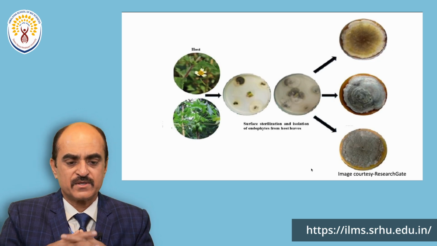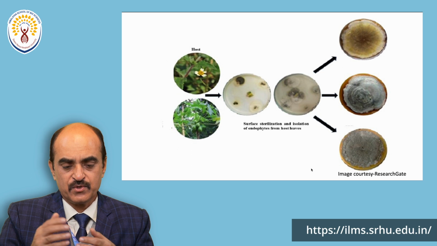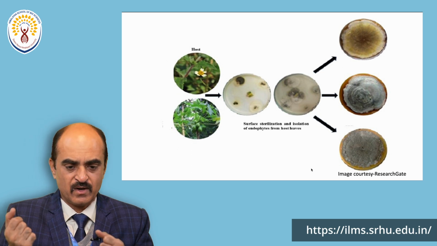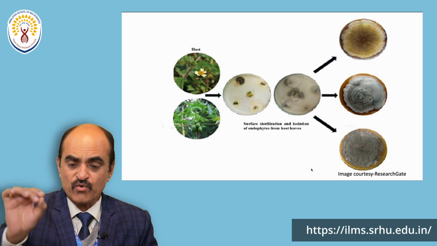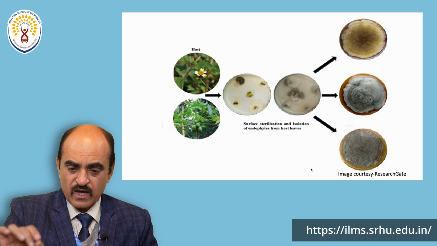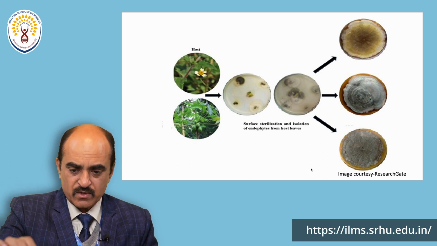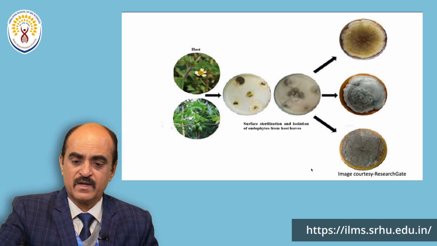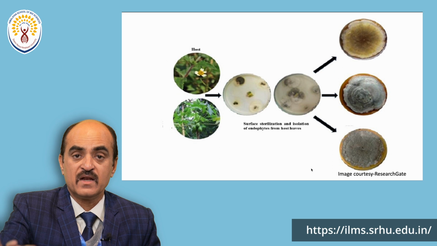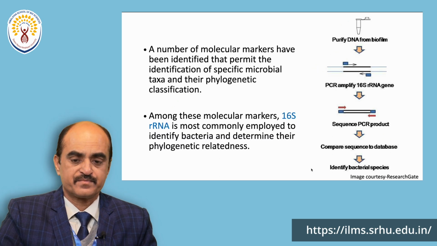Again, this picture shows that you have taken the plant samples, and when you have sterilized the sample and put the sample on the Petri plates, then you can see the growth of microorganisms on the Petri plate. So these microorganisms, after proper sterilization, if we observe them on the Petri plate, it means these are the real endophytes.